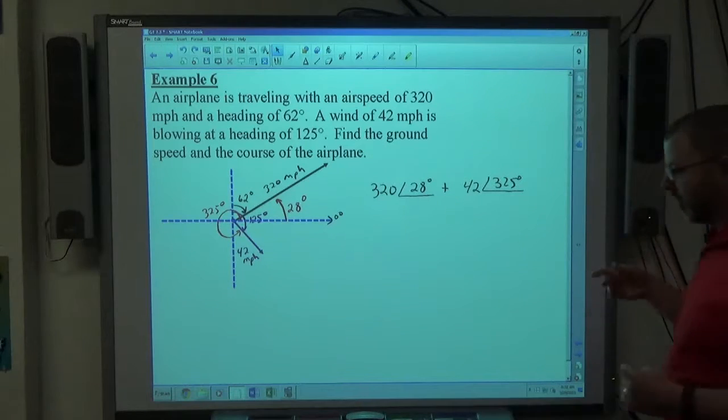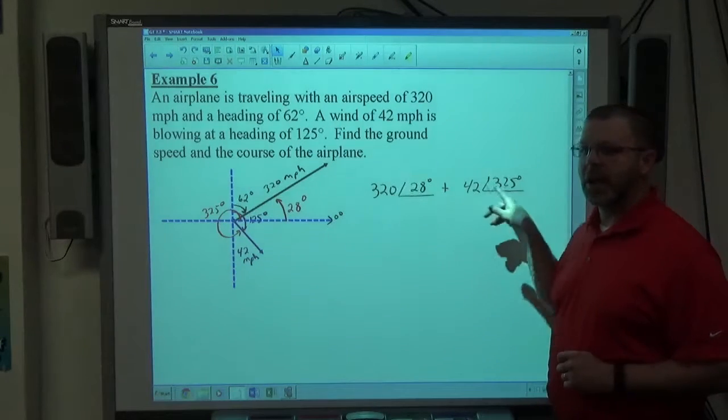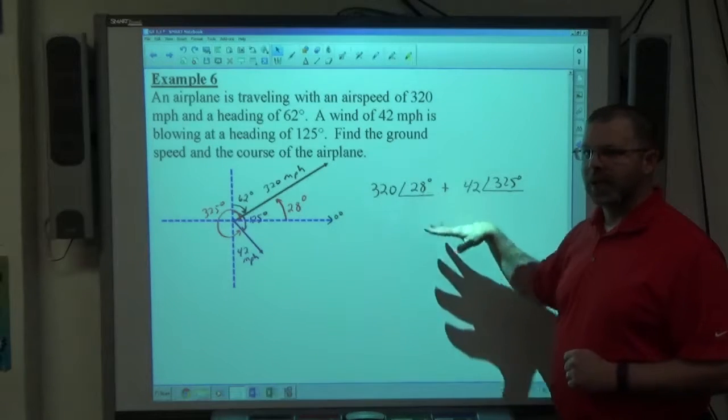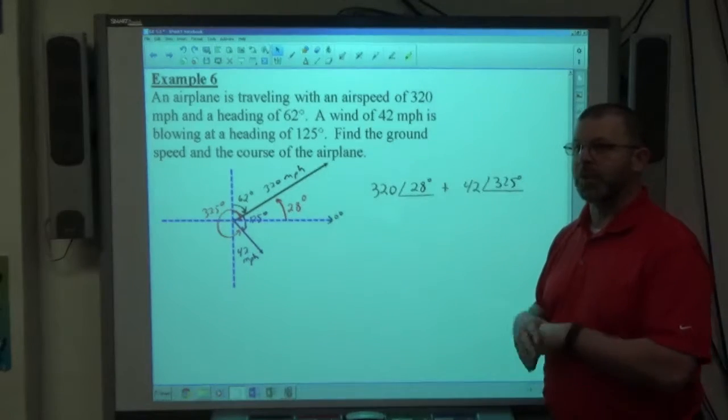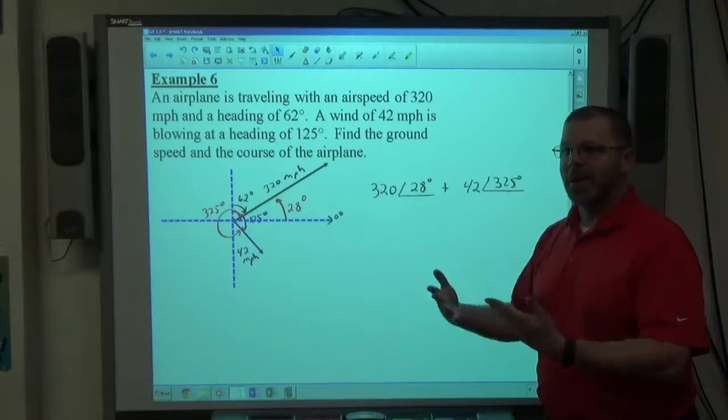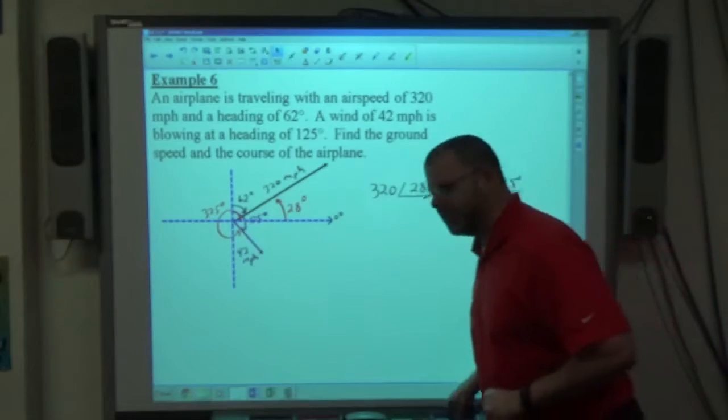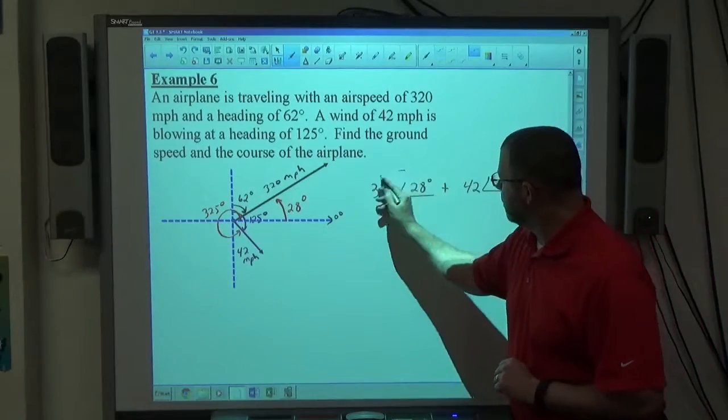Vector addition is what it was in Algebra 2. We're going to change both of these to IJ form in order to add them together. We're going to go back to polar form to get the answer, and then we've got to go back to heading form. All right, so if we take a look at the first one, this one.